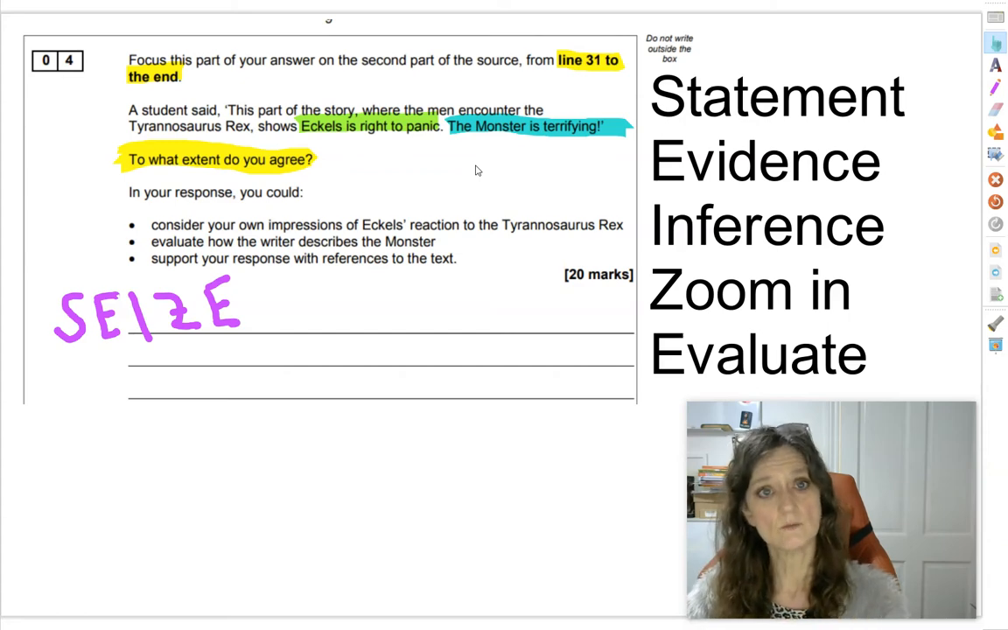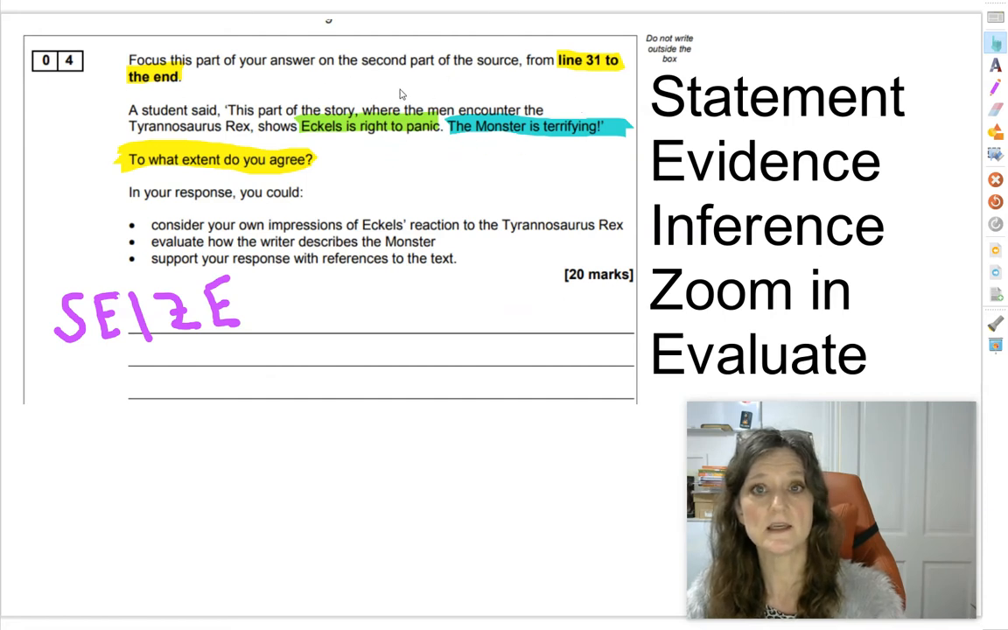So before we move on, let's just revise this mnemonic, this memory jogger. So S stands for statement, and you're going to have a look at one or other parts of the statement and say to what extent you agree or disagree with it. So that's a really nice, easy start to this question. That should settle you into it quite nicely.